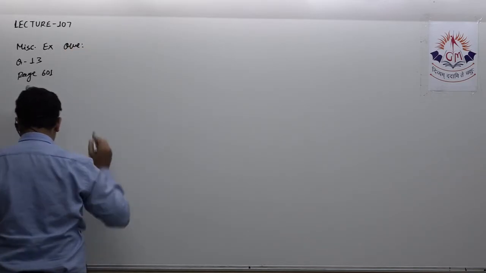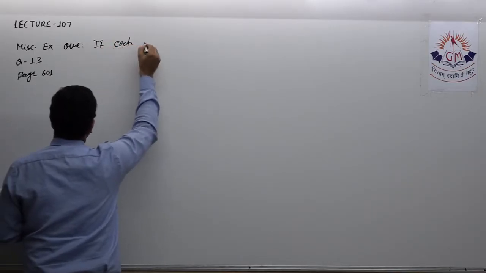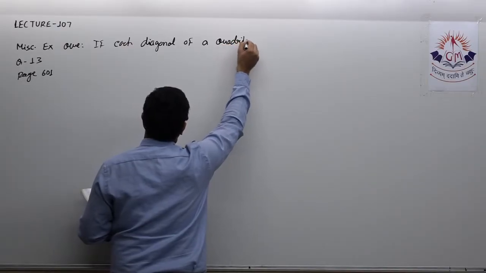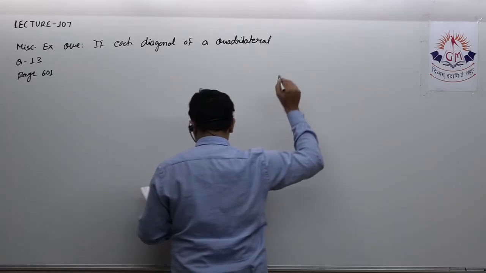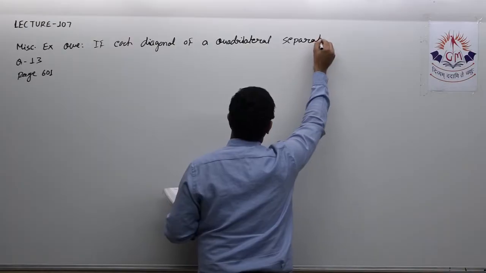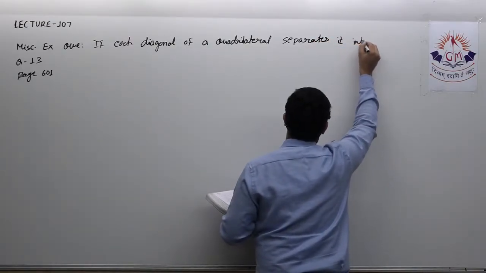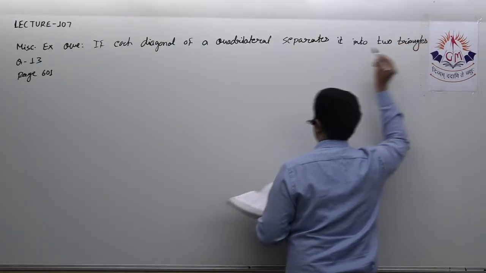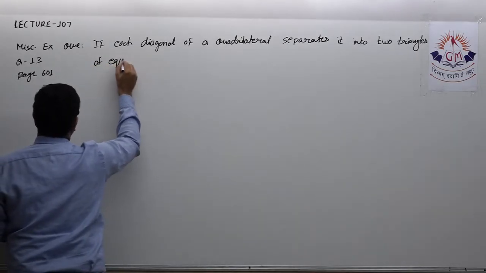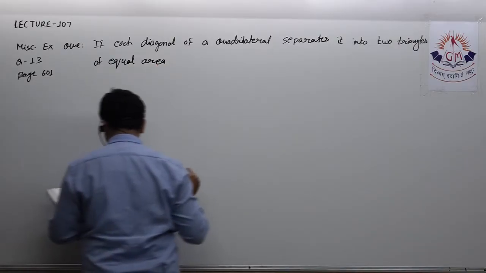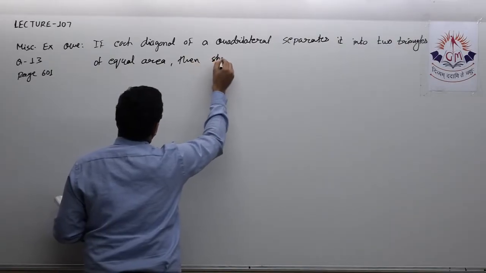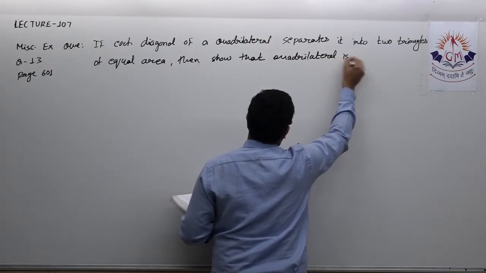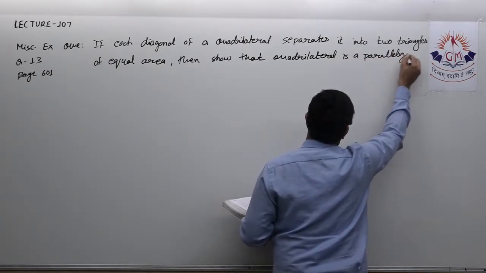Okay, the question is: if each diagonal of a quadrilateral separates it into two triangles of equal area, then show that the quadrilateral is a parallelogram.